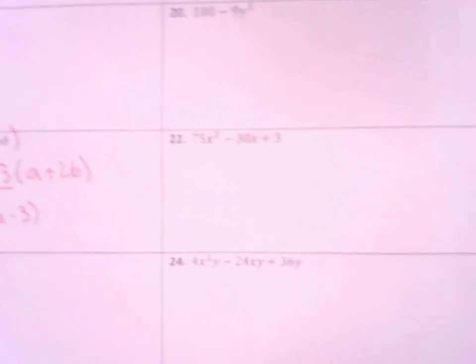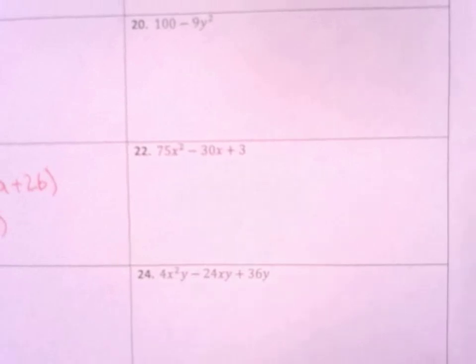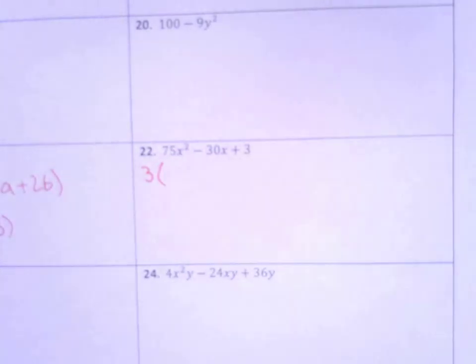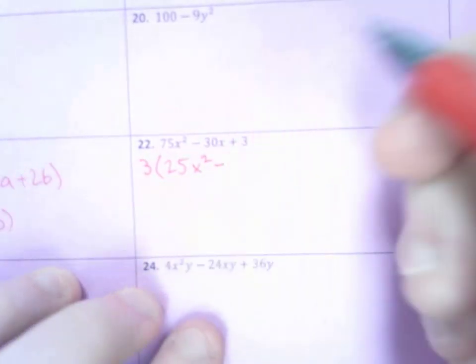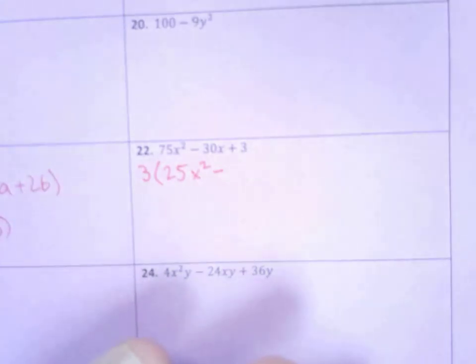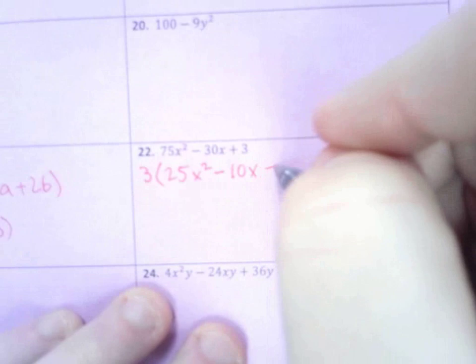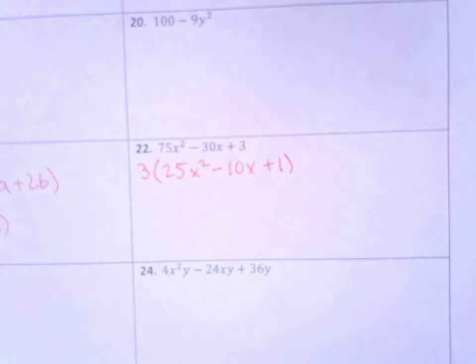22. Last one. Is there a GCF in 22? What is it? It is 3. What do we get when we factor 3 out of 75? 25. X squared. Guys, stop talking. What do we get when we factor 3 out of -30? And 3 out of 3? Plus 1. Okay, so we factor the GCF out.